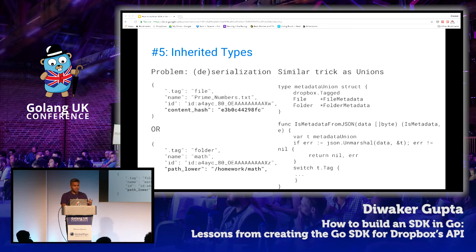Then we deserialize using the tag value into this temporary union structure. At the end of that deserialization, we know one of the subtypes has been populated, and then we can return that value. Since each of the subtypes implements this interface, the return value of that isMetadata from JSON method is of type isMetadata, so we don't need to actually have a concrete type in there. From an application's perspective, you can use type assertions to determine which concrete type you're getting back. So that's the approach that we took for at least the Dropbox SDK.